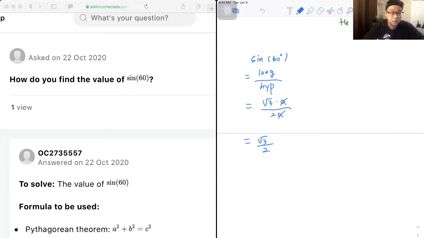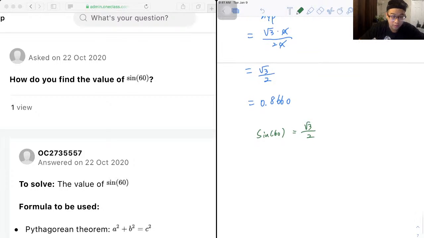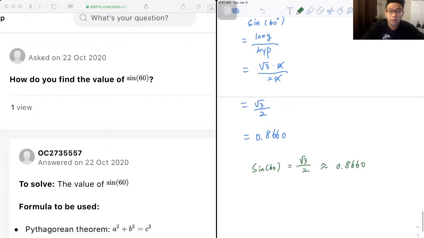And let's use our calculator. So root 3 divided by 2 is 0.8660. Yeah. So now we can write our conclusion. So sine 60 is equal to root 3 over 2, and this is in the fraction form. And also it is equal to 0.8660, which is in the decimal form. So I think that's all we have for this question.